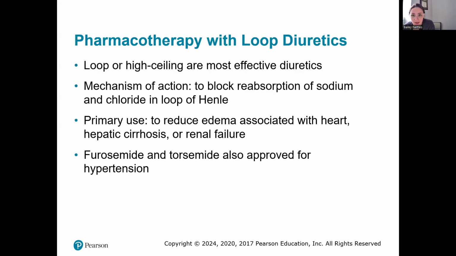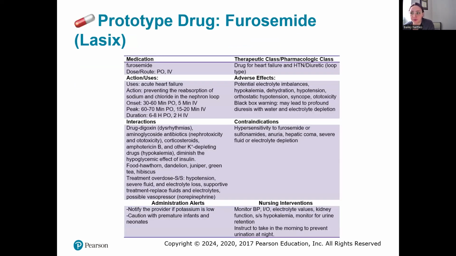Okay. So loop diuretics are the most common. We use them all the time. The reason they're called loop is because of the mechanism of action. They block sodium reabsorption and chloride reabsorption in the loop of Henle. That's why they're called loop diuretics. So they reduce edema associated with heart failure, hepatic cirrhosis, and renal failure. Furosemide and torsemide are also approved for high blood pressure.